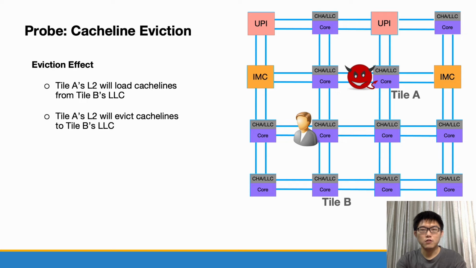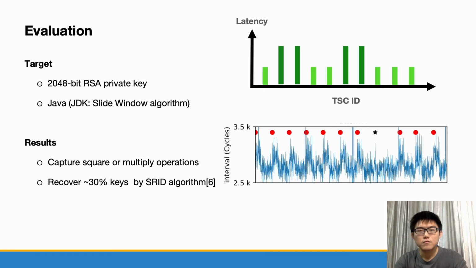If the attacker on tile A accesses the eviction set we just described, tile A's L2 cache will load Cachelines from tile B's LLC, and then tile A's L2 cache will evict some Cachelines to tile B's LLC cache. This process will continue, and the attacker's mesh traffic will contend with the victim's, just as the picture shows.